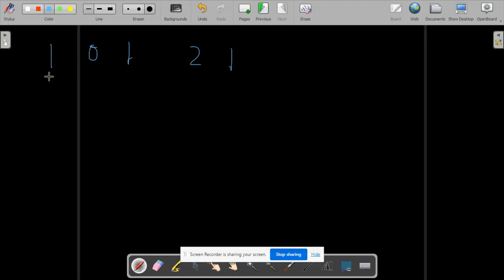0, 1, 2, 1. Okay. So A is kept here, C is kept here, B is kept here. See now how clear it is looking. Okay, this is the fourth index.